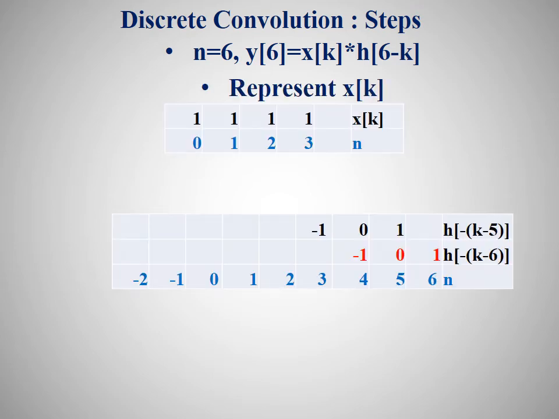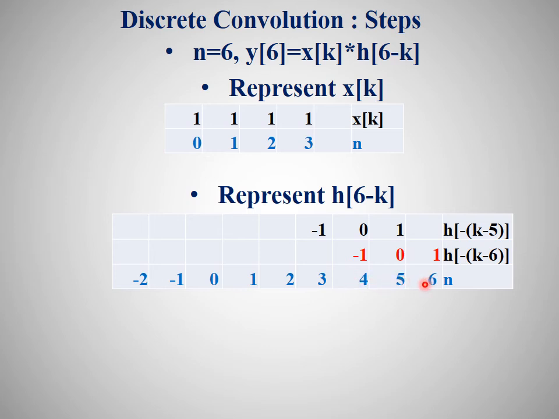X of k remains as in the normal case, and let us now focus on the value of h of 6 minus k. From the previous case, we have that h of 5 minus k, or h of minus of k minus 5, starts at n equal to 3 and ends at n equal to 5, given by minus 1, 0 and 1. Now it would get shifted by one position to the right, which means from minus 1 at n equal to 3 it goes to 4, from 4 it goes to 5, similarly from 5 it goes to 6. Hence this is going to be the output. When we multiply, the positions of x of k remain from 0 to 3 and the values of h of 6 minus k start from 4.